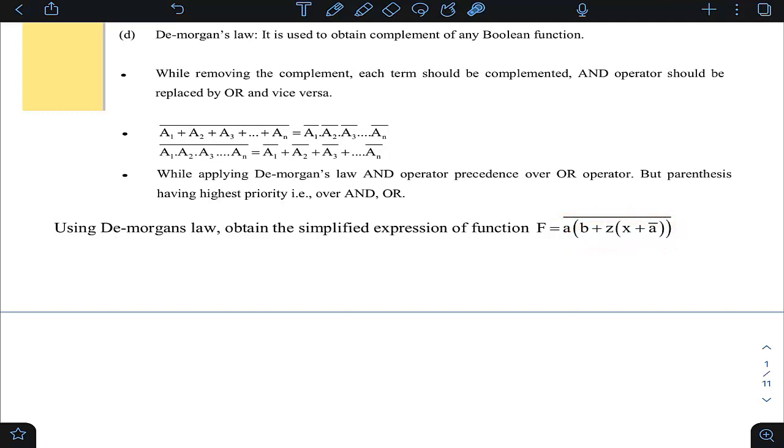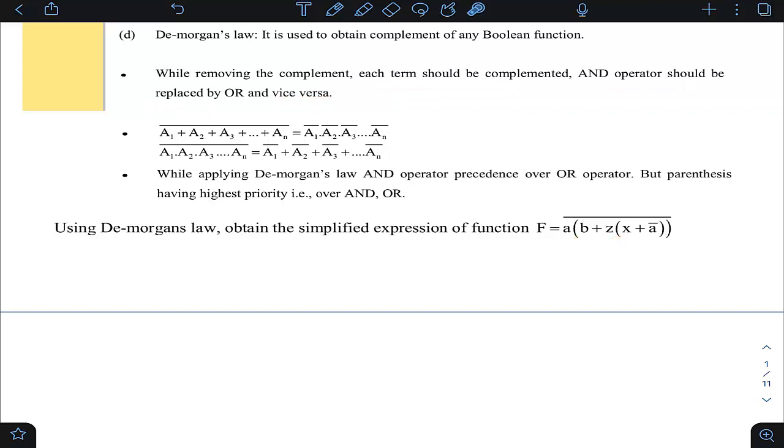Whenever you have to find the complement of a function, De Morgan's law comes into the picture. It is used to obtain the complement of any Boolean function. So whenever removing this particular complement, what are the steps we need to follow? While removing this, each term should be complemented and the AND operator should be replaced by the OR operator and vice versa. Let me take one example, students, and we'll see.